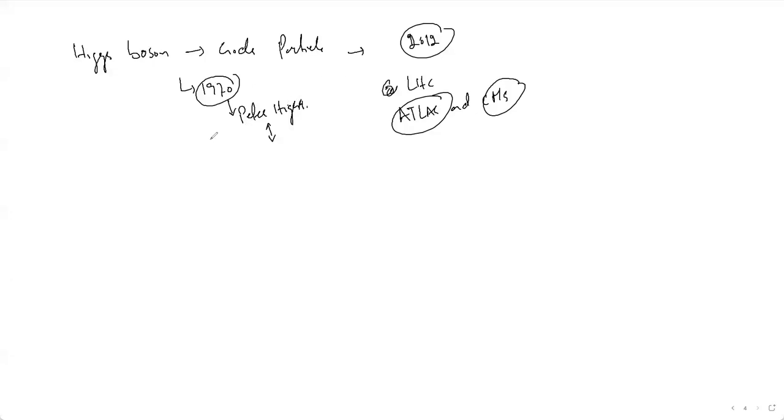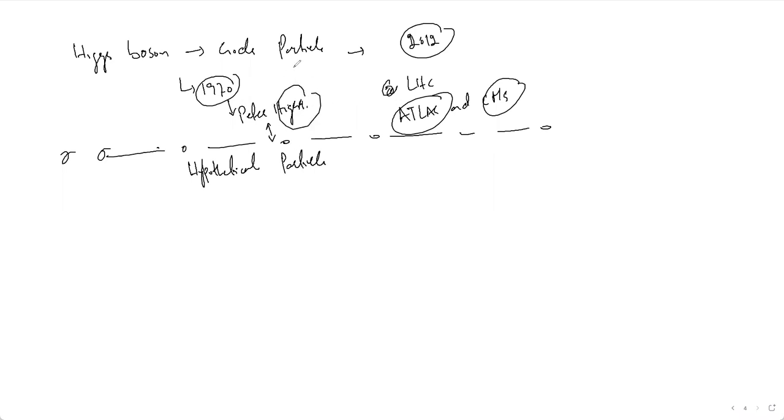But for now, I was saying that in addition to all these particles, the leptons, quarks, and the intermediate bosons, there is another particle that they proposed. At that time it was considered to be a hypothetical particle, a purely imagined particle. Why Higgs boson? Because it was proposed by Peter Higgs. That's why they call this the Higgs boson.